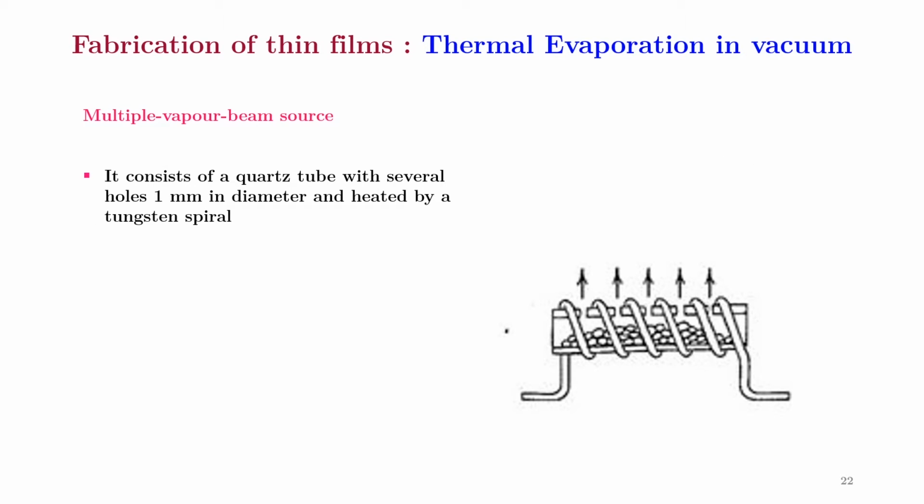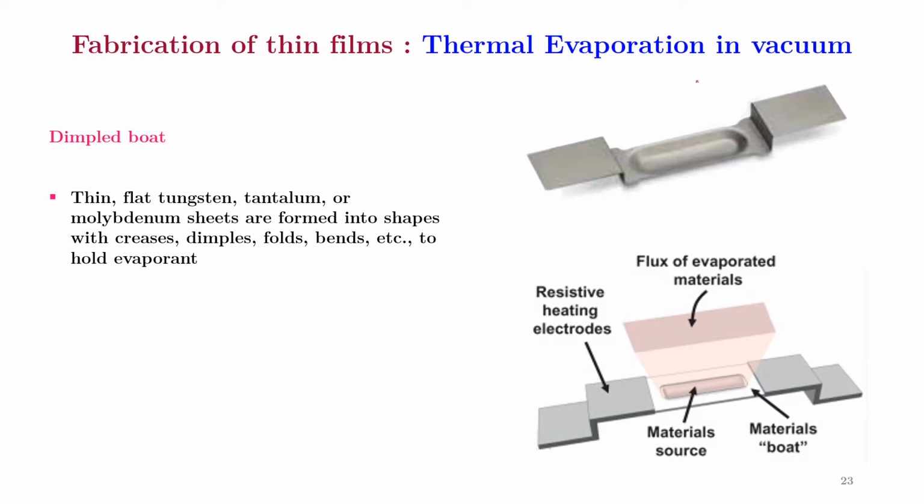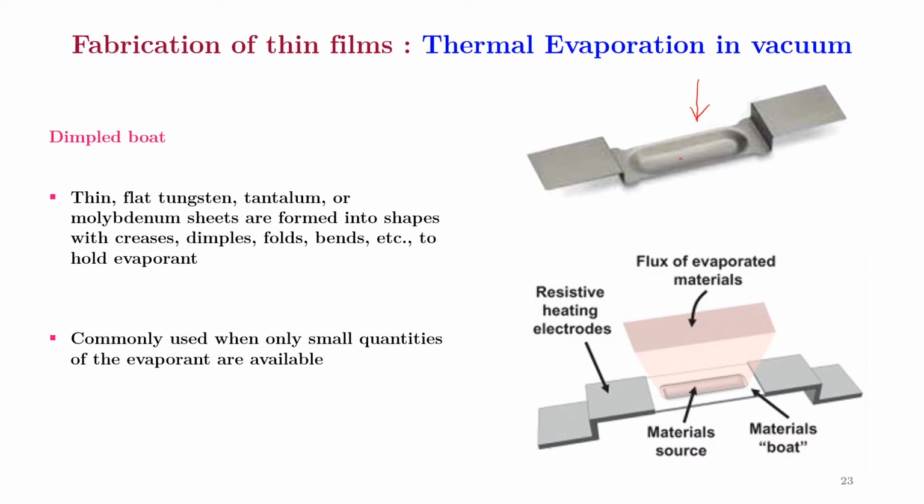The multiple vapor beam source consists of a quartz tube with several holes 1 mm in diameter. This is placed inside the tungsten spiral and then heated to generate the vapors, which will get ultimately deposited onto the substrate above. This figure shows the instrumentation of a dimple board. It is made up of thin flat tungsten, tantalum or molybdenum sheets. Creases, dimples, folds or bends, etc. are formed onto these sheets to hold the evaporant. And these are commonly used when only small quantities of the evaporant are available.